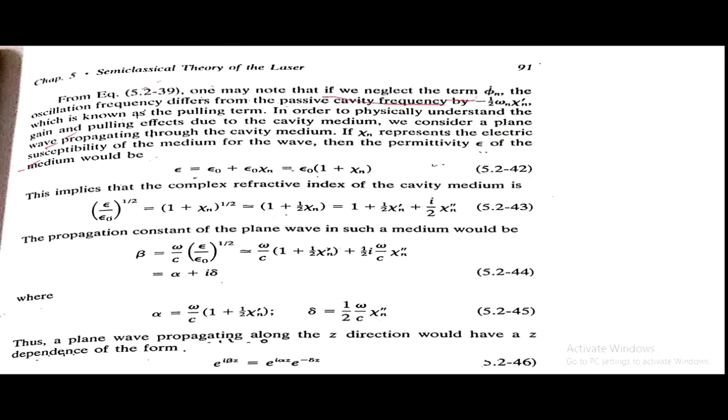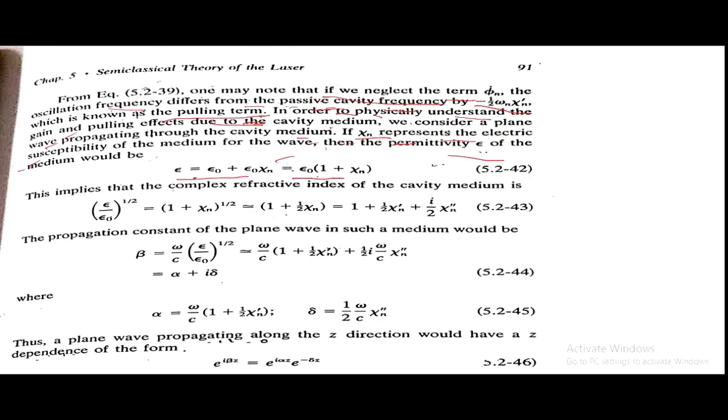If we neglect the term phi n, then the oscillation frequency differs from the passive cavity frequency by minus 1 by 2 omega n chi n dash, which is known as the pulling term. In order to understand the gain and pulling effects due to the cavity medium, we consider a plane wave propagating through the cavity medium. Here chi n represents the electric susceptibility of the medium for the wave. Then the permittivity epsilon of the medium can be written as epsilon equals epsilon 0 plus epsilon 0 chi n, that is, epsilon 0 into 1 plus chi n.